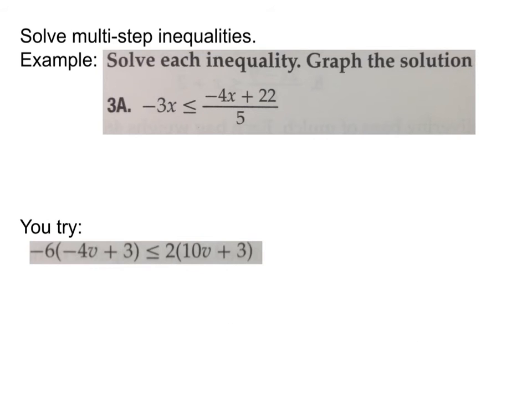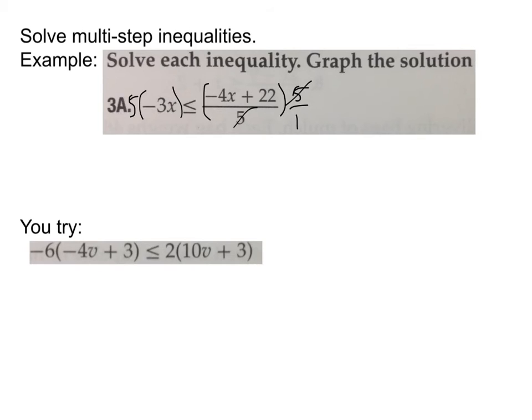Next and final is to solve a multi-step inequality. If we were trying to do this first one, the first thing I'd want to get rid of is that divided by 5. So to get rid of division, I multiply both sides by 5. So I'd multiply this by 5 over 1. Those would cancel, leaving you over 1. And multiply this side by 5, so 5 times negative 3.